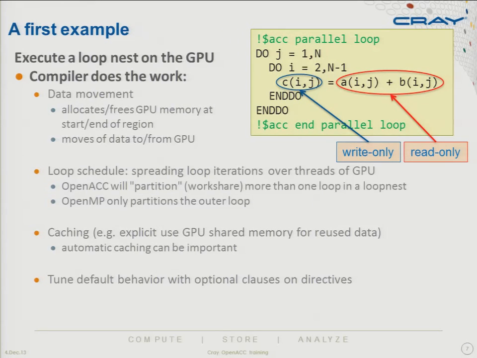It'll spread these loop iterations over the GPU. If you've done OpenMP, only the outer loop gets split by default. With OpenACC, it will split more loops in the loop nest, 2 or 3. And it will split these across the GPU, and it will choose a way of doing this. It will choose a loop schedule. This may not be the perfect one. You can tune it yourself if you want to. But it's usually not bad.